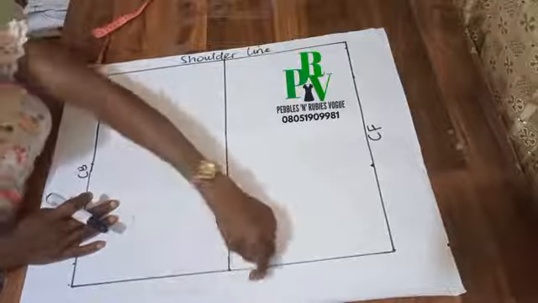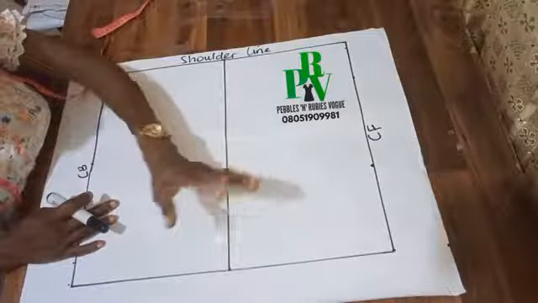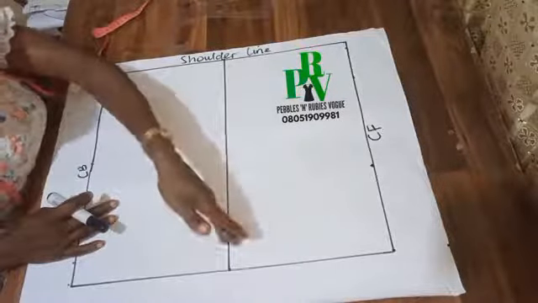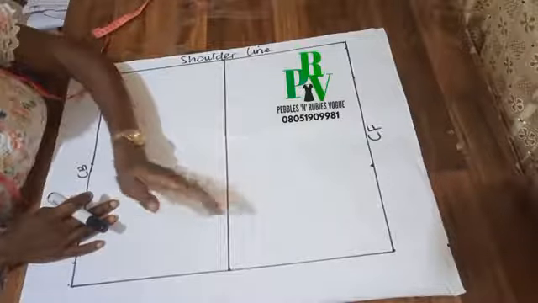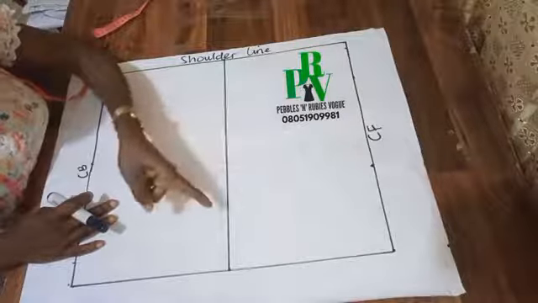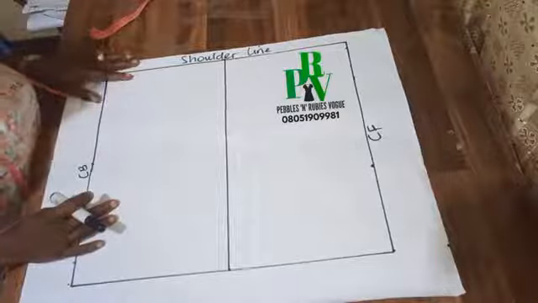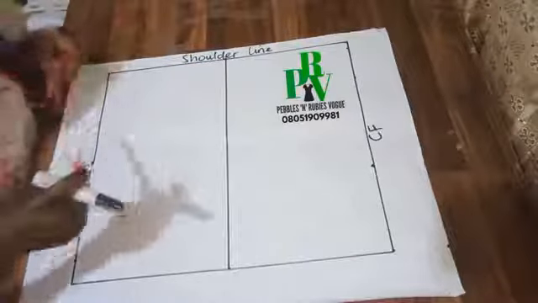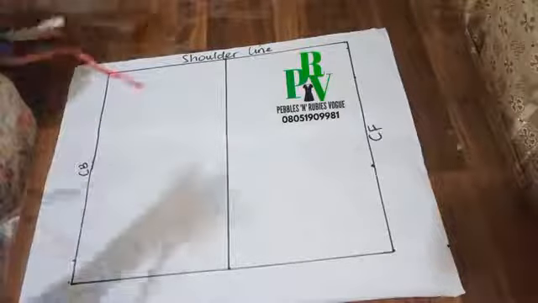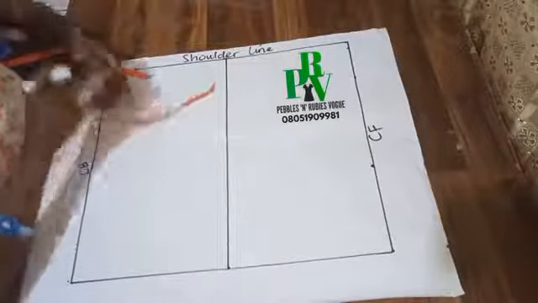But I won't be labeling this now until we take our vertical measurement and we determine the length of our back block, because the length of the back and front block are not the same, okay? So now we move to our measurements.